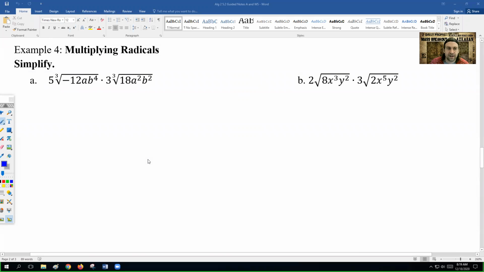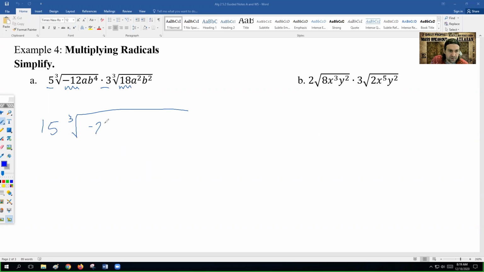Okay, now multiplying radicals. So I just kind of explained right there, you can multiply numbers outside the radicals with numbers outside. So we can multiply the 5 times 3 and get 15. And then we will multiply everything on the insides together. Negative 12 times 18. Geez, I don't know what that is. 180 plus 30, negative 216 maybe. A times a squared is a cubed. B to the 4 times b squared, that's b to the 6.